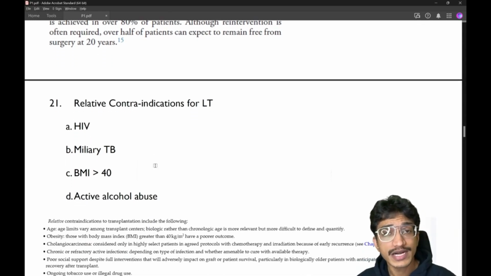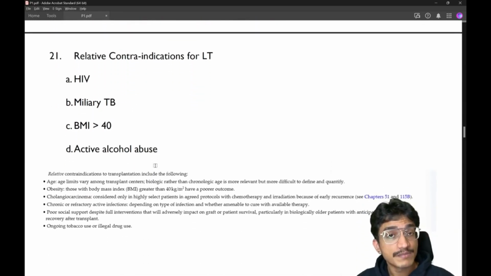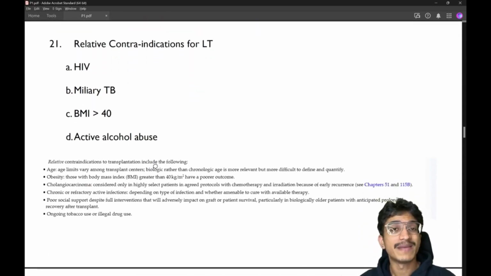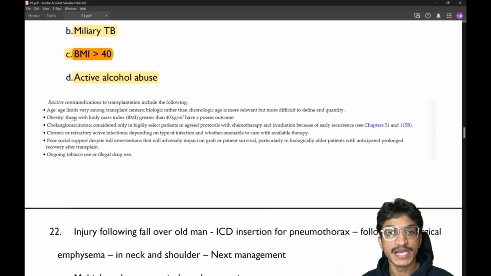Coming to the relative contraindication for liver transplant, this is something very surprising, not given in Bailey or Sebastian but given in Blumgart. In this, the relative contraindication is BMI more than 40. HIV is not a contraindication. Miliary TB is an absolute contraindication for liver transplant, and active alcohol abuse is also an absolute contraindication. Only BMI of 40 is a relative contraindication for liver transplant amongst these options. So the answer should be BMI.